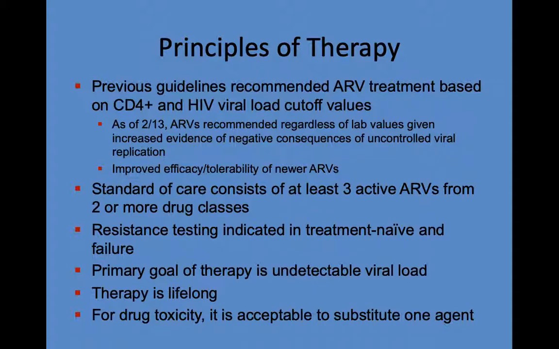So resistance testing, the third bullet, is indicated on treatment-naive patients and anyone who has treatment failure. So you're going to get resistance testing the first time a patient tests positive for HIV, because they may have a virus that's already resistant to certain medications. Then, when a patient fails therapy, you're going to test them again to see which one of the 3 drugs you were giving they became resistant to, or did they become resistant to all of them.